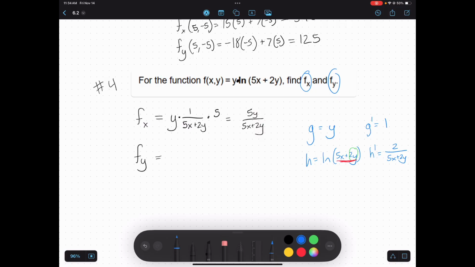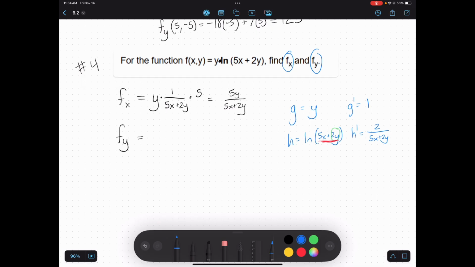meaning I can just change the numerator to 2. Okay? So now that I have each derivative of my 2 different pieces, then I can use the product rule to finish this derivative. I'll start with these 2 first. So I get y times 2 over 5x plus 2y, which just gives me 2y over 5x plus 2y. That's what I get when I multiply these 2 things. Plus, and then I'll multiply the second 2, and I get 1 times the natural log of 5x plus 2y. And that's my partial derivative in terms of y. Slightly more complicated because I had to use the product rule in order to evaluate it.